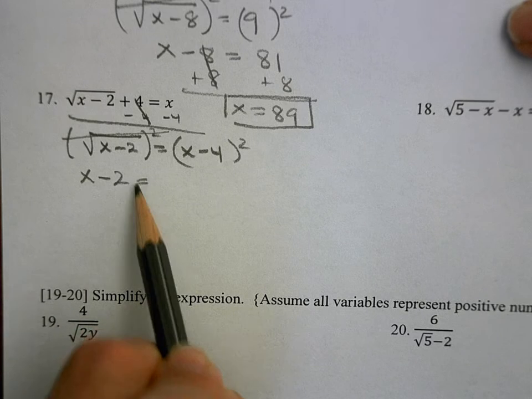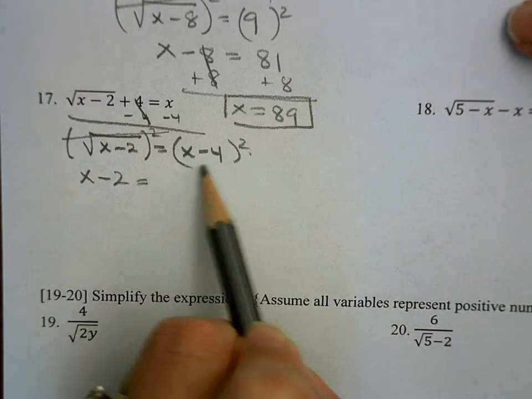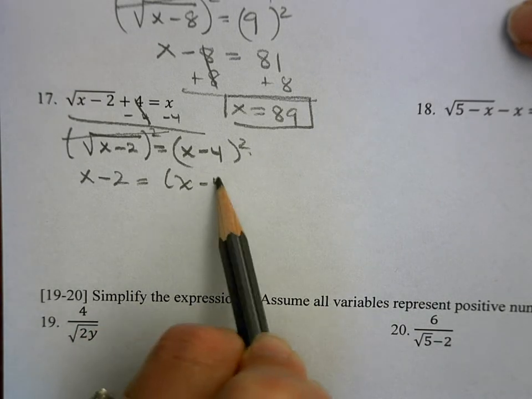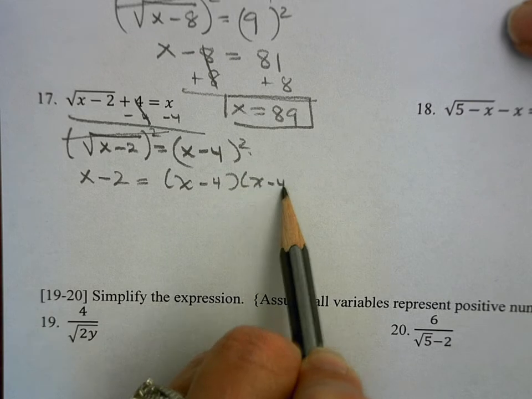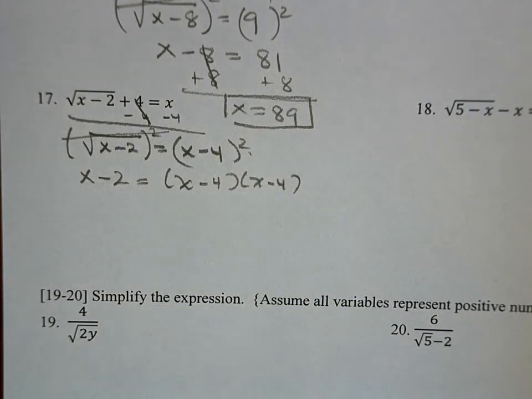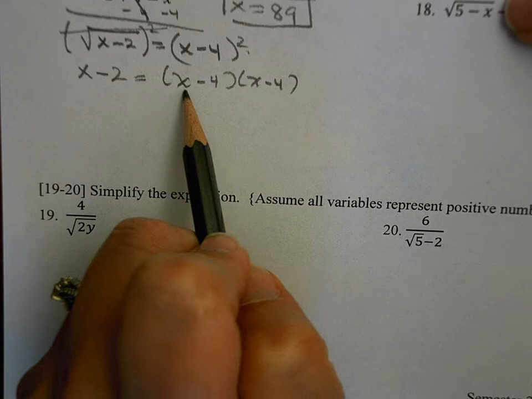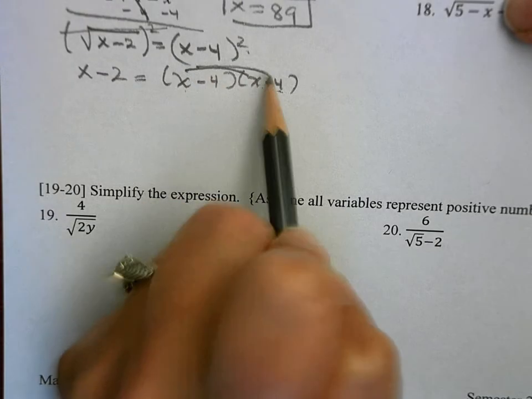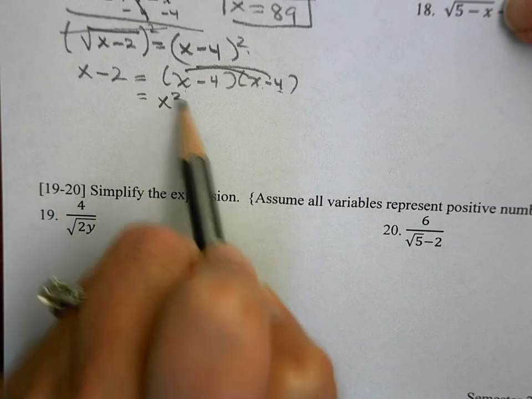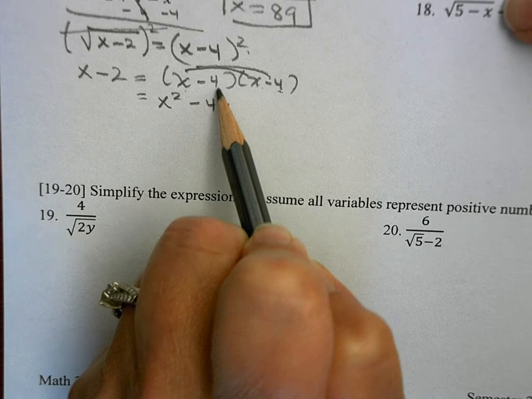And then over here, though, because this is squared, that means I have 2 of these, so I'm going to write that out twice. And then in order to solve this equation, I'm going to have to distribute and eventually use the zero product property. So let's go ahead and distribute first. I'm going to multiply the x to both of these. And then the negative 4 to both of those.